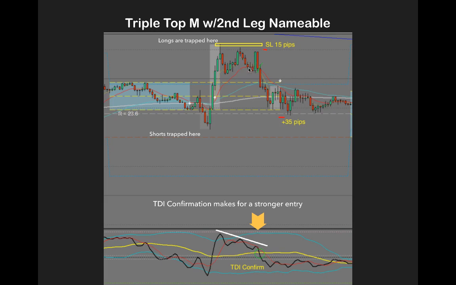It doesn't close below the 13 until we get to here, and you can see they shot it right back up to the high, but not taking out the high. And then they give you a second leg, a railroad track nameable pattern. This is where your entry is, and it also closes below the 13. You're also going to have your TDI confirmation.